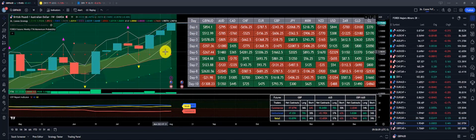British pound, Aussie dollar. Nice overall gain to the upside of $854. We are not crowded out significantly to the long side on British pound, Aussie dollar.